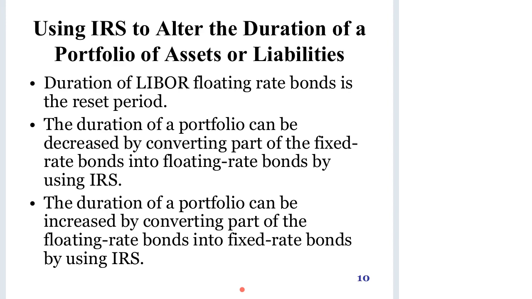There is also this thing about duration. How can you change the duration of your portfolio of assets or liabilities? Well, the duration of LIBOR floating rate bonds is essentially the reset period. So that is the maximum duration. So obviously you can reduce duration by converting a part of the fixed rate bonds into floating rate bonds by using IRS. Similarly, you can increase duration by converting a part of the floating rate bonds into fixed rate bonds by using IRS.